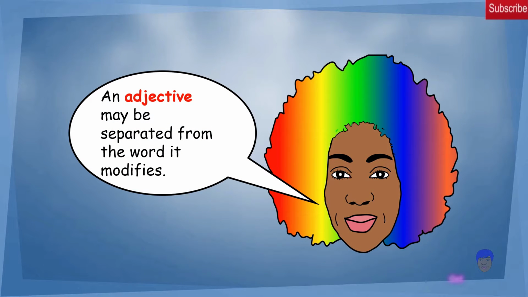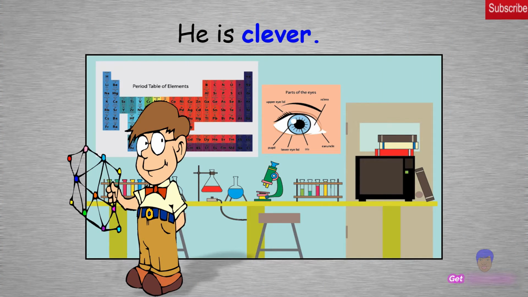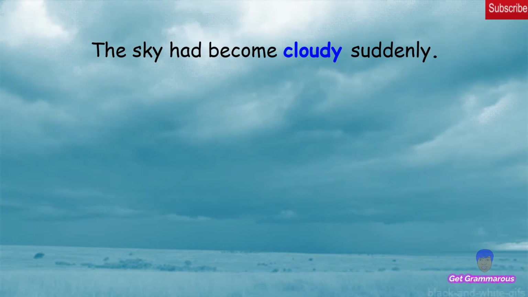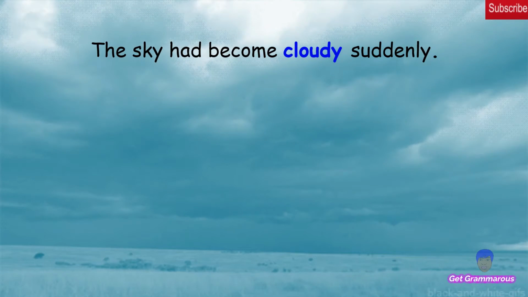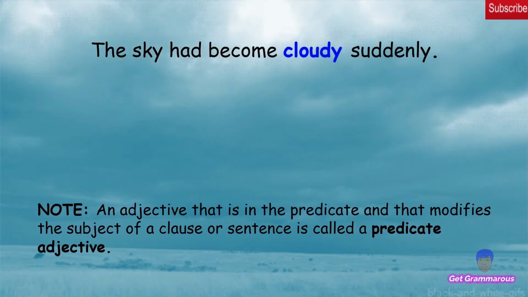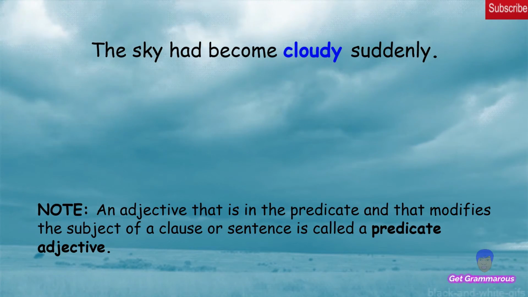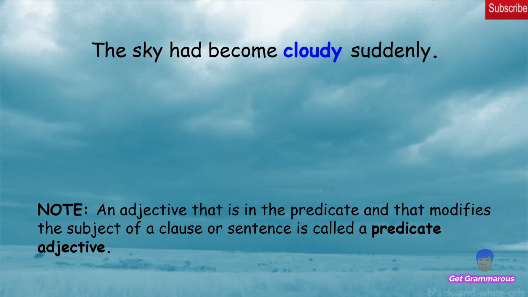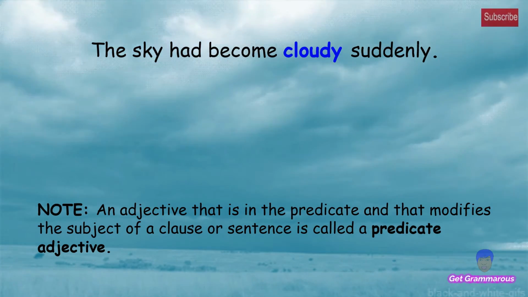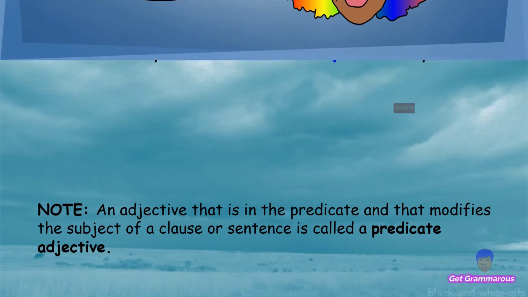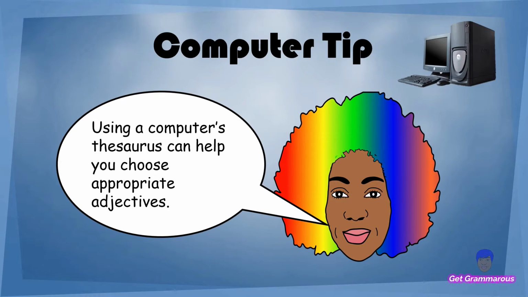An adjective may be separated from the word it modifies. For example, he is clever. Clever modifies the pronoun he, however it's separated from it. Another example, the sky had become cloudy suddenly. Note, an adjective that is in the predicate and that modifies the subject of a clause or sentence is called a predicate adjective.